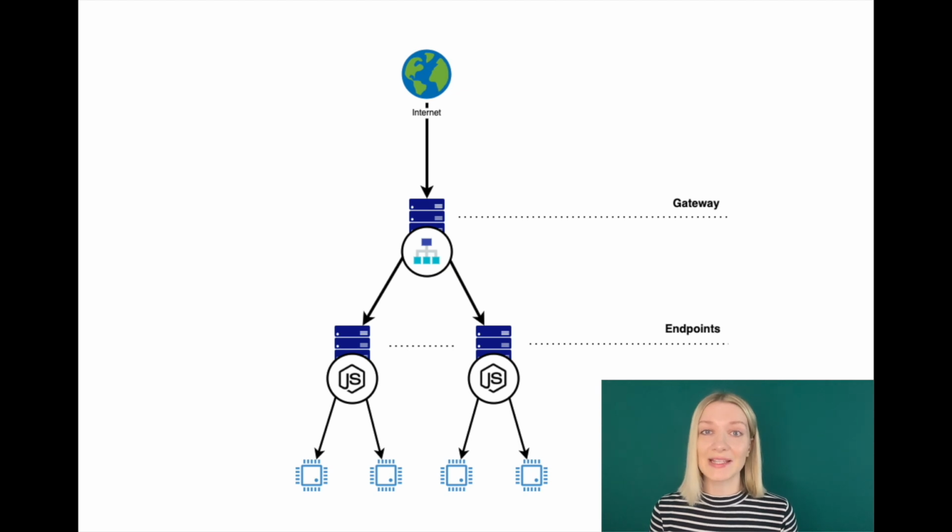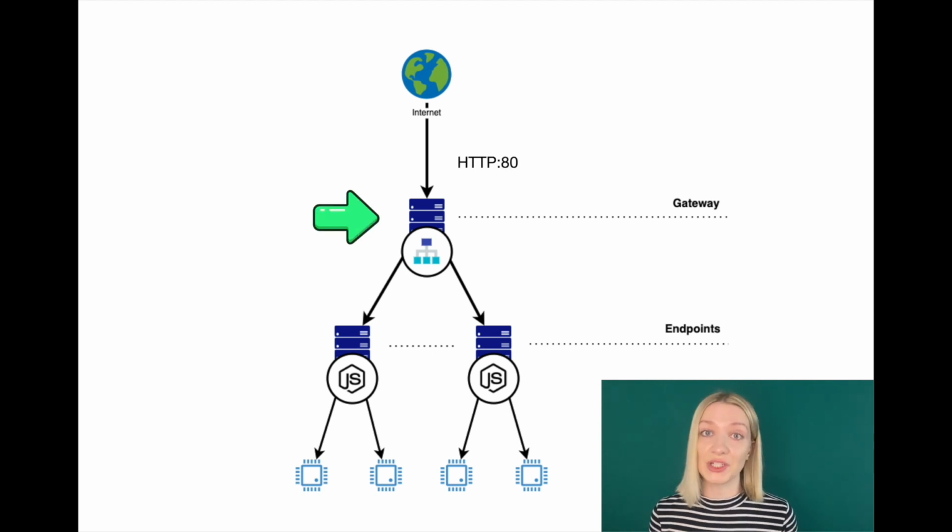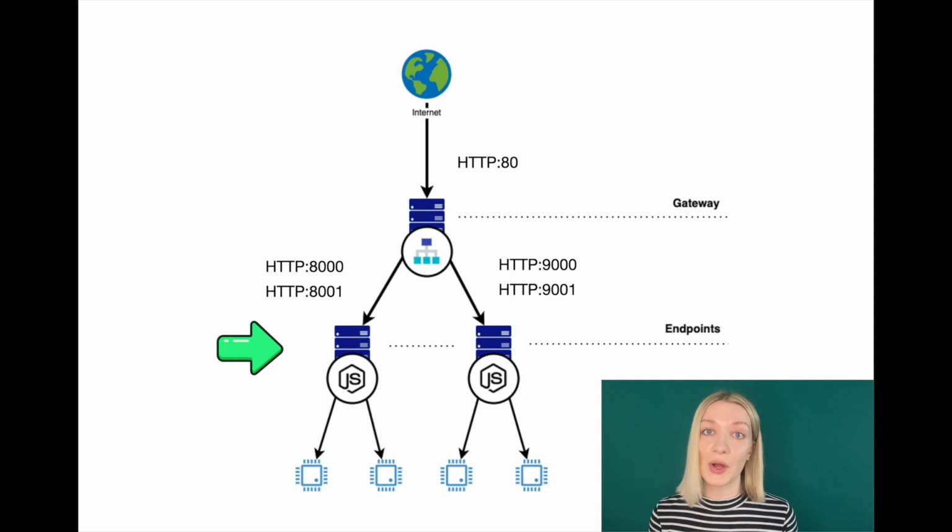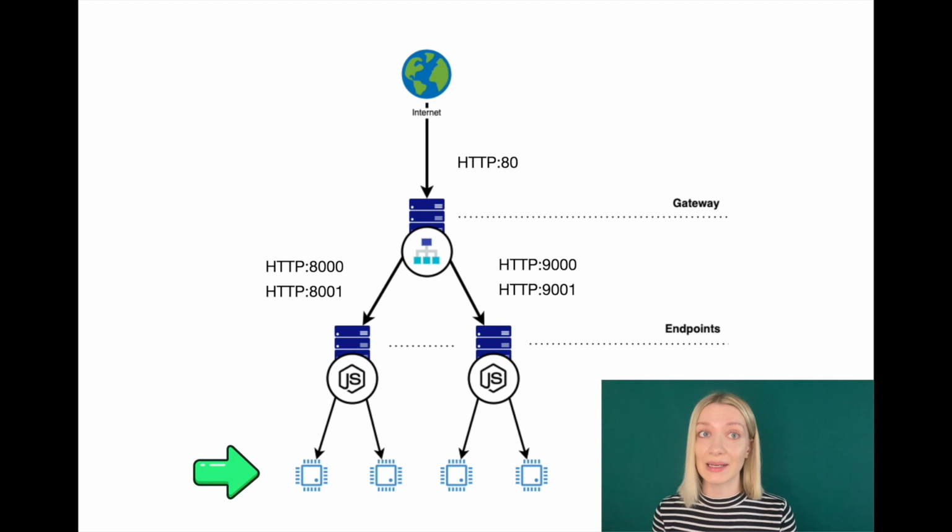Okay, first, let's have a quick reminder of our infrastructure setup. The top server is acting as my application load balancer, distributing the traffic coming from the internet. The bottom two are my application servers, running a Node.js application. Each of the application servers has 2 CPUs, so in total we have 4 application instances behind the load balancer, each running on a different port number.